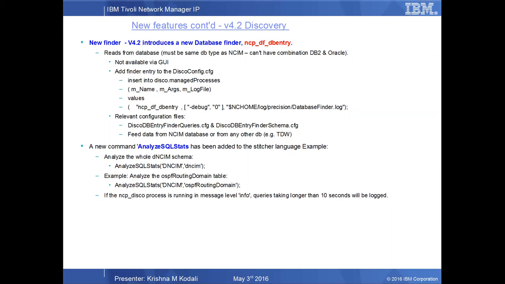And we do have analyze SQL stats. In phase 1, we often get complaints that the discovery takes forever, or is taking longer. If you use the analyze SQL stats for the entire NCIM schema or a specific stitcher, any queries that are taking longer than 10 seconds will be logged into the discovery log file. You need to be on a certain message level, that is info. Then you can see why they are taking longer, and you can analyze it at a later time.